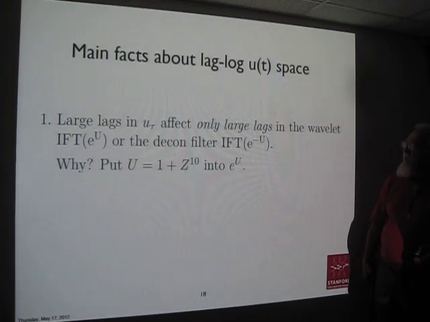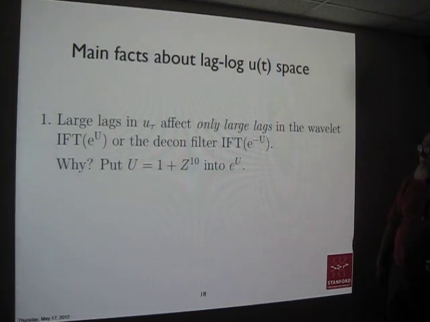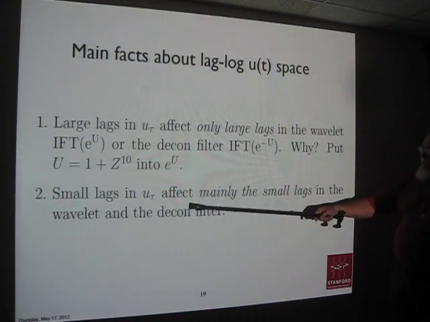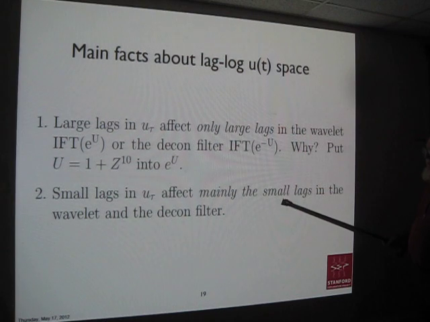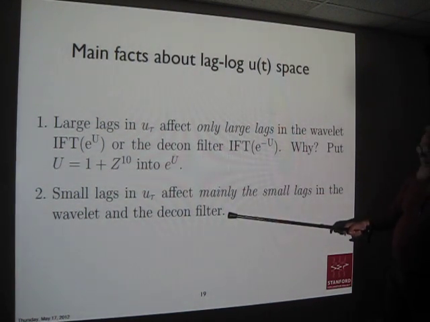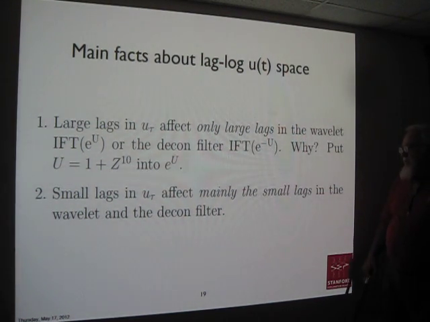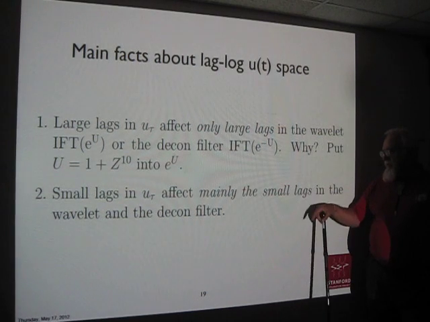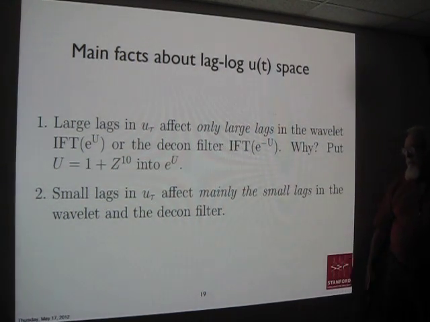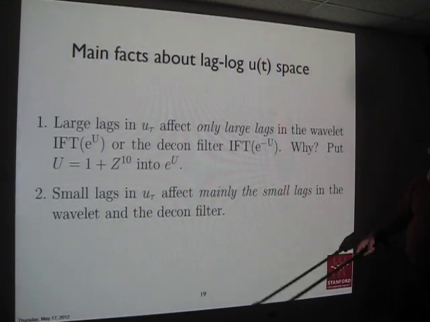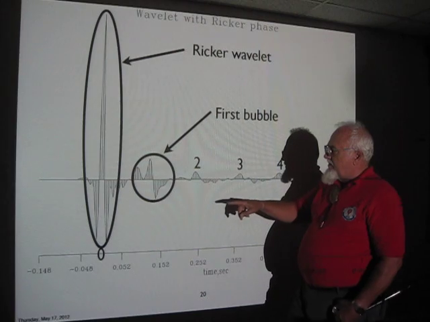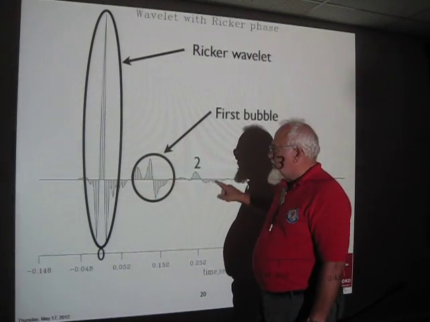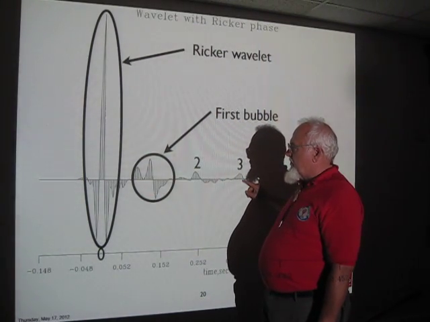Now, the next part we need to know is not quite so easy to show. Small lags in our lag-log space affect mainly the small lags in the wavelet and the decon filter. Well, they will have an effect on the larger lags as well, but I'm not going to prove this, and you'll see examples of this. Just reminding you again that this is the space of e to the u brought into the time domain.